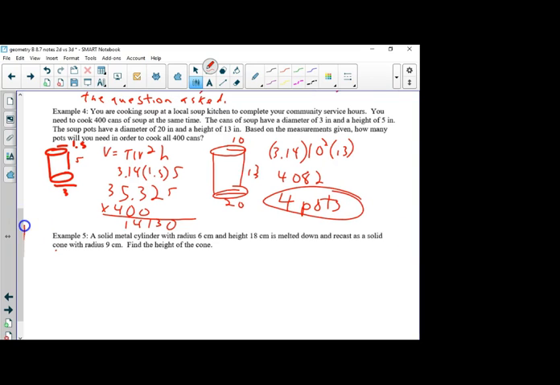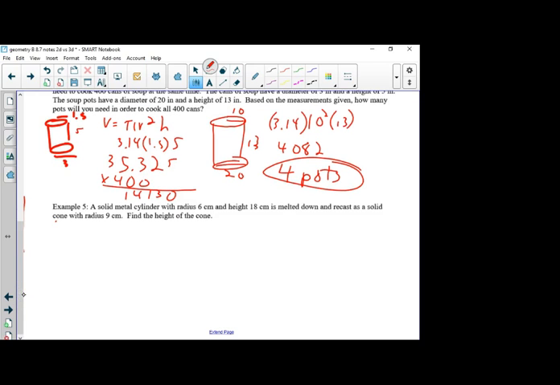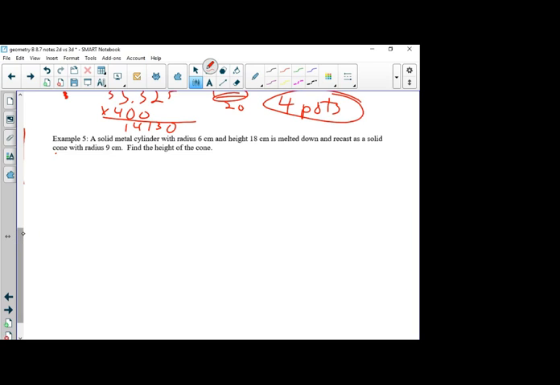And the last one, number 5, we have a metal cylinder, again, with a radius of 6, so we don't have to cut in half, and a height of 18. So again, if we do our formula, pi r squared h, that's 3.14 times 6 squared, which is 36, times 18, we get 2,034.72. Now the reason I'm doing volume, again, is because it's a solid figure. And we're going to melt it down and shape it into a cone. So we're using the entire volume of the shape.